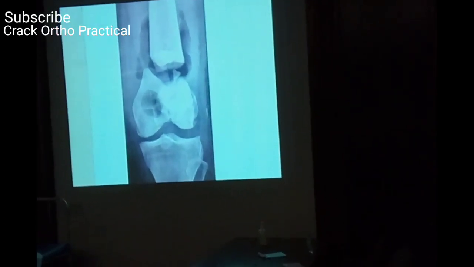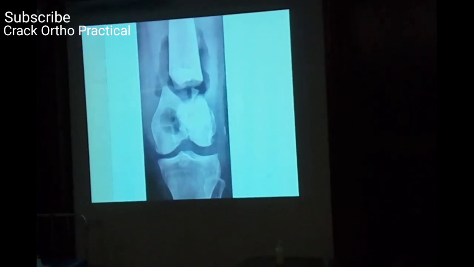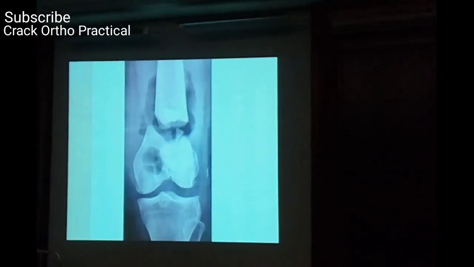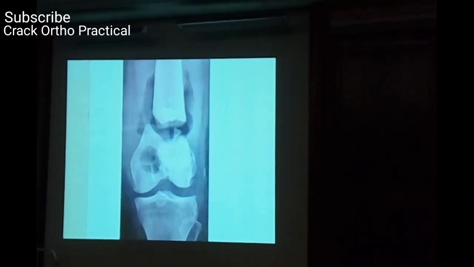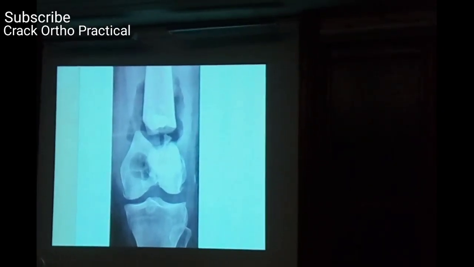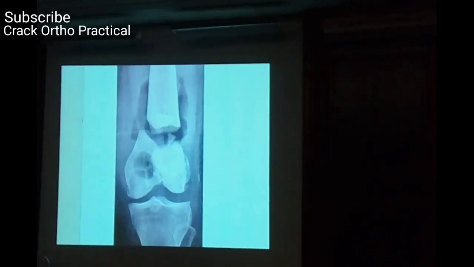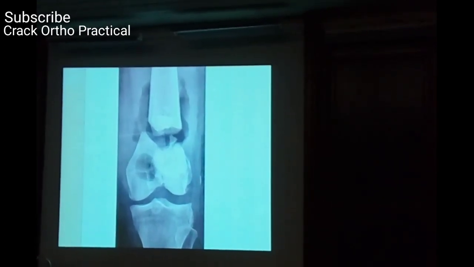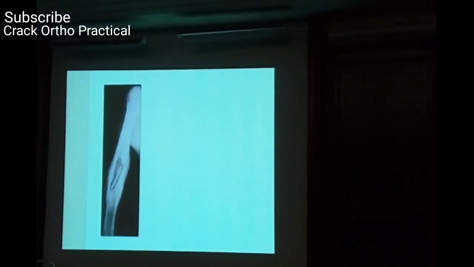Who's next? Radiograph of knee joint, anteroposterior view. What is this? Hematoma. Open fracture. Basically, whenever there is an open fracture, when you see radiolucent shadows like this, you have to understand that this is an open fracture. Easy one. Next.